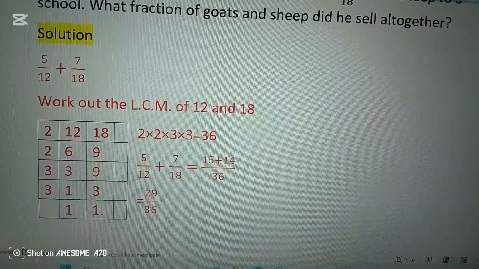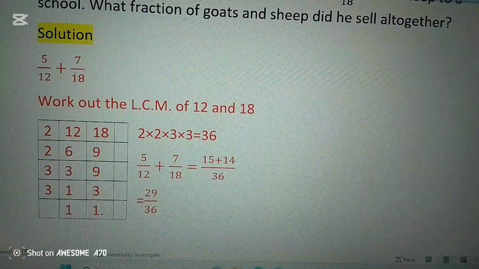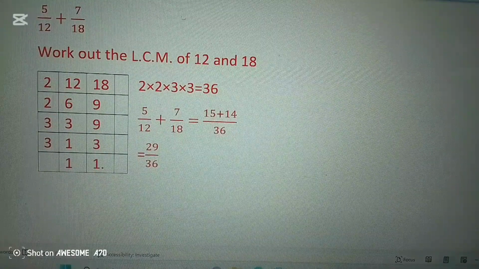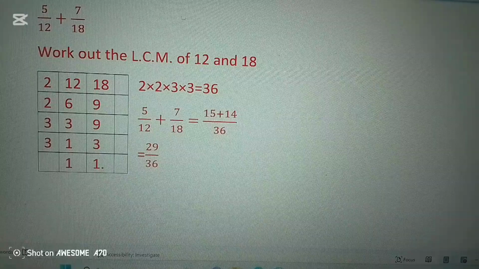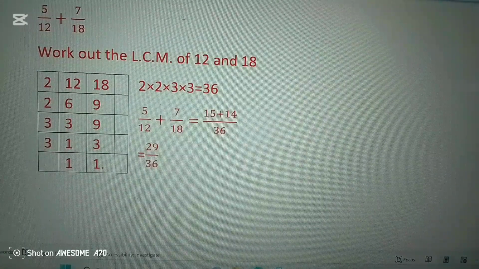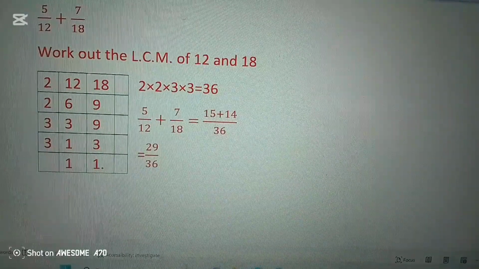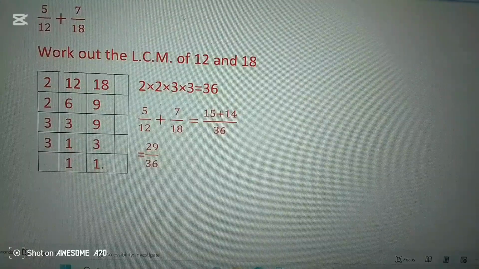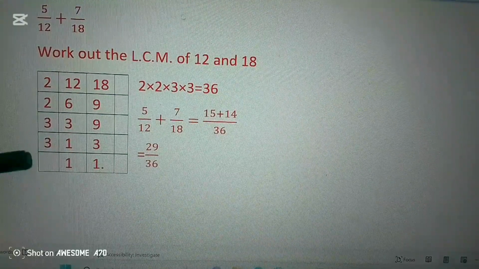First thing, solve the LCM. If you don't know how to find the LCM, here is a very quick way. You can study that. So we did it and got our LCM as 36.